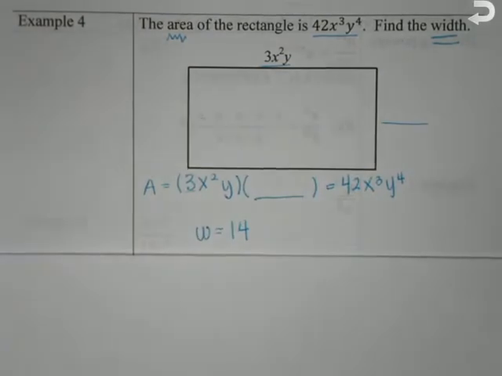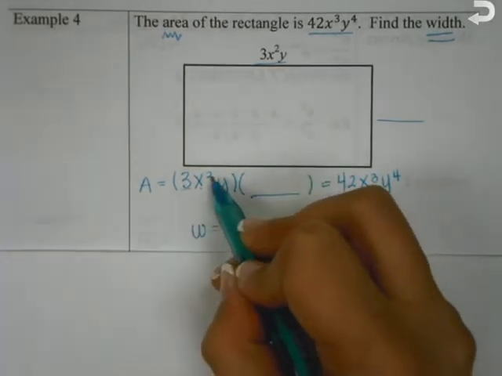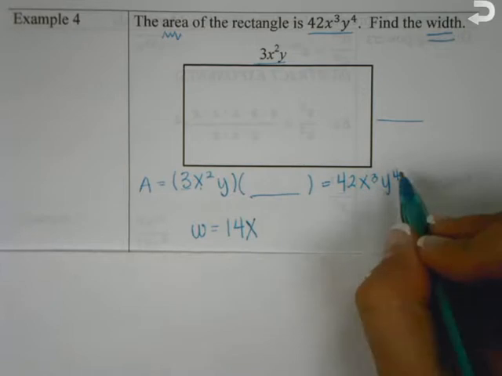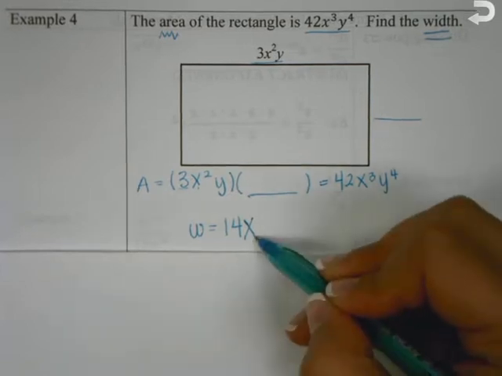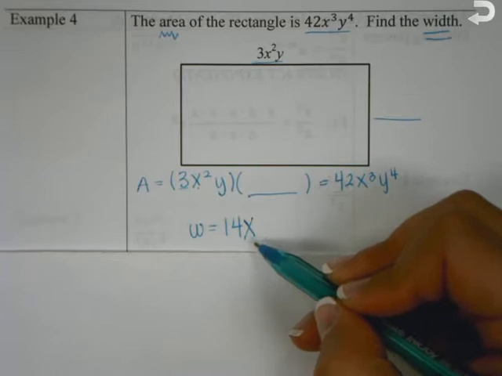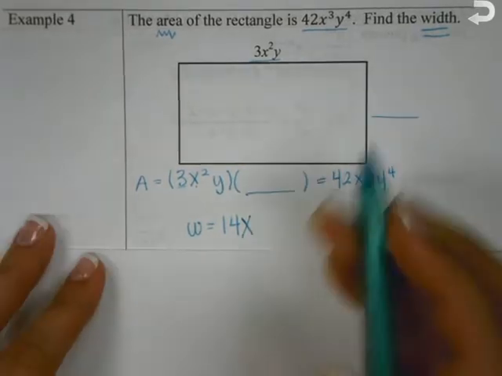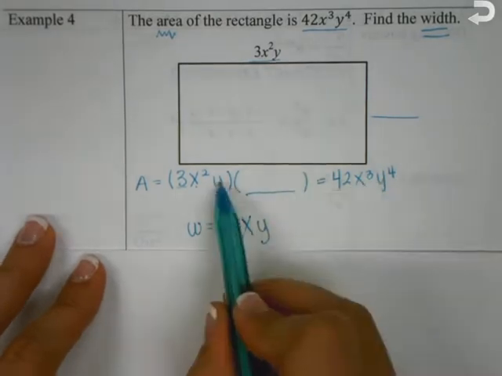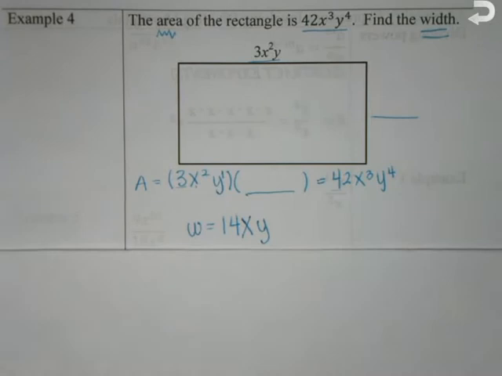Okay. I know that there's x's involved. If I start with x to the second power, and I'm trying to get to x to the third power, what does this x power have to be, Mary? 1. So we can leave it as just an x, right? Okay. And then last thing, the y's. I start with y to the first, and I'm trying to end up with y to the fourth. So what does the power for y have to be, Julian? 3. So what's my width? 14x, y to the third.